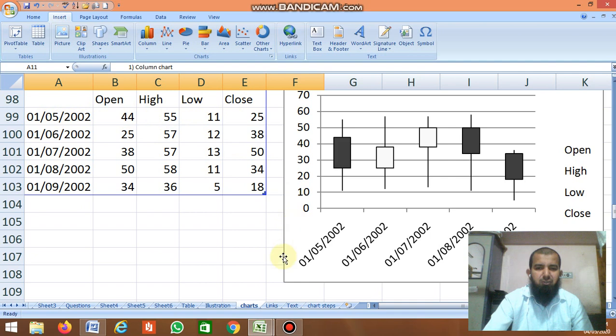On 1/5/2002, what is low and what is high? This one is low, 11. What is high? 55. This is high, 55. Next, what is open? 44 is open. What is close? 25 is close here. This is low, this is high, this is open, and this one is close. Like this for all the dates. Clear, no?